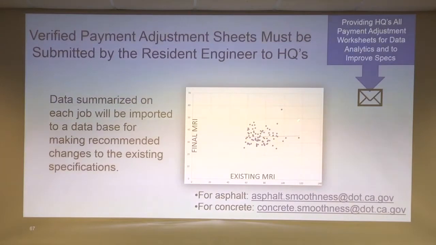So this right here is a common way to look at some of these MRI values that we have. We have an existing surface that we're overlaying. Here's MRI values from 0 up to 140. And here's a final surface.